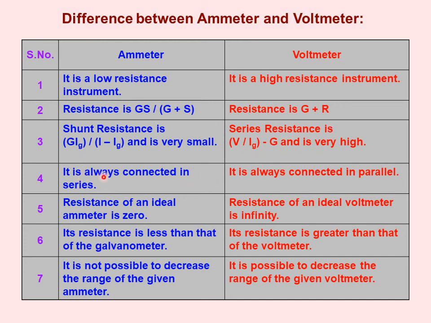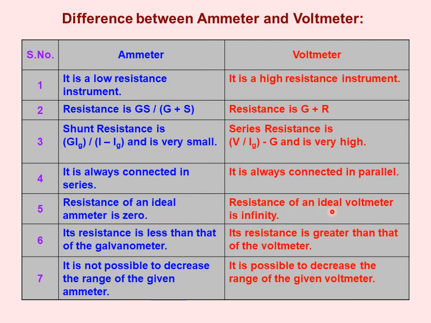Then the ammeter is always connected in series, as from 10th standard we have been learning that an ammeter is always connected in series to measure the flow of current, and a voltmeter is always connected in parallel to measure the potential difference. Then a very important thing: the resistance of an ideal ammeter is 0. Just note down that point, very important my dear student. The resistance of an ideal ammeter is 0, because unless and until we keep the resistance 0 we will not get accurate current. That's why the resistance of an ideal ammeter is always 0.